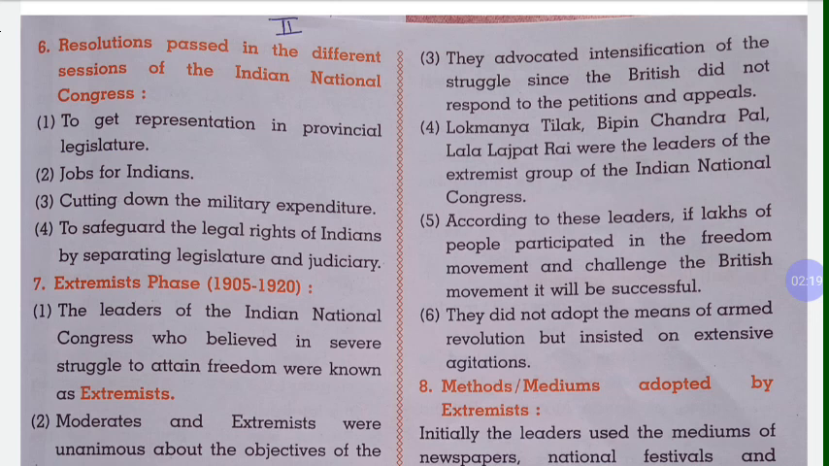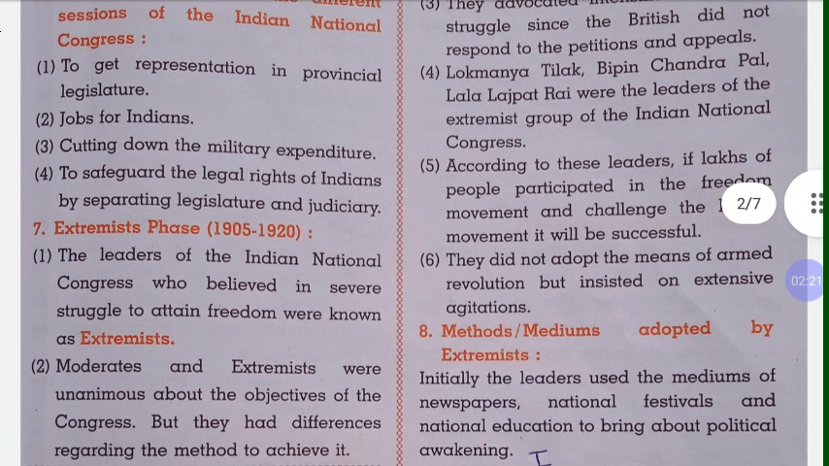Moderates and extremists were unanimous, which means they both were firm about the objectives. They both agreed on the objectives, जो भी मकसद थे इंडियन नेशनल कांग्रेस से, they both agreed, but they had differences regarding the methods to achieve it. So, for example, some take shortcuts and some take long cuts in their life. So these were the two kinds of people. Moderates were peaceful, शांति से उन्हें लेना था freedom and all, but extremists were aggressive. They didn't want to follow that.